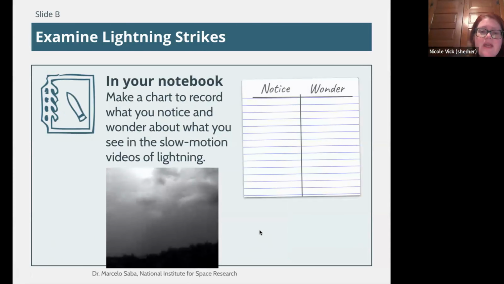So we're going to look at some videos that have slowed down the lightning. I want you to set up a notice and wonder chart, or if you look on the Jamboard, there's the very first table of the Jamboard where you could record some of your noticings and wonderings as we look at these slow motion videos. All right, let you watch this one a couple of times. So again, just notice and wonder what's happening in this slow motion video.